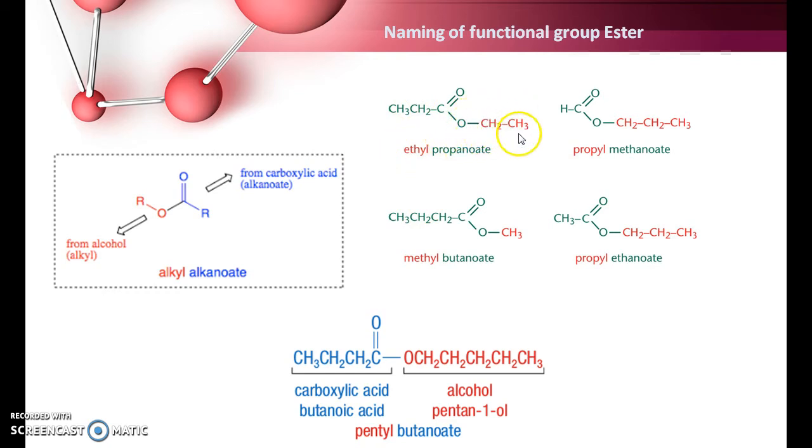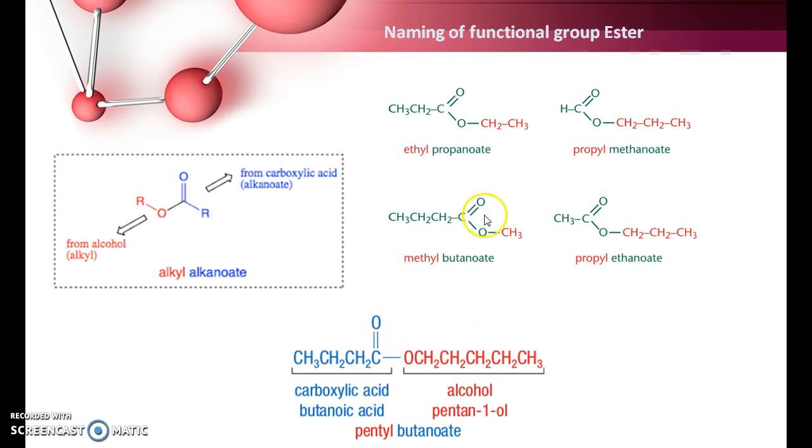The alkyl chain attached with the ether linkage oxygen has to be named first. For example, this is ethyl, and the remaining carbon is parent, so propanoate. Ester has to end with suffix -ate. Similarly here, 3 carbon is there, so propyl, and the parent is only 1, so methanoate. Similarly here, the oxygen is linked with the methyl unit, so methyl, the parent is butanoate. Again, the ether linkage oxygen is having a 3 carbon system, so propyl, the parent is 2 carbon, so ethanoate.